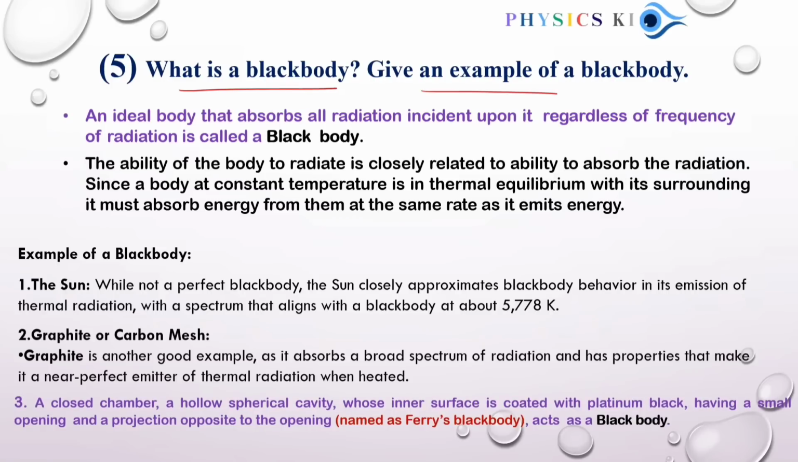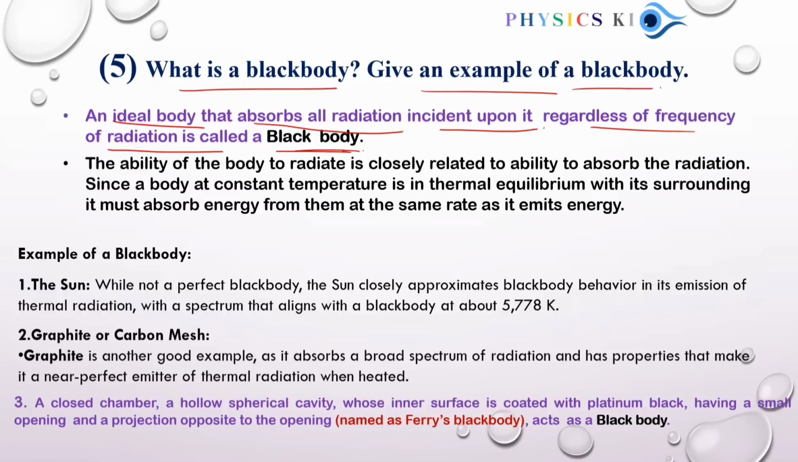Next important question: what is a black body? Give an example of a black body. First is the definition: an ideal body that absorbs all kinds of radiation incident upon it, regardless of the frequency of the radiation, is called a black body.